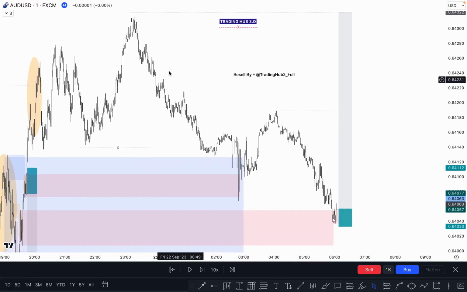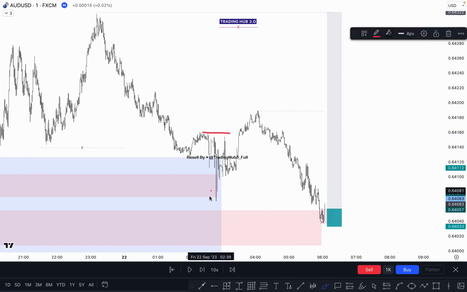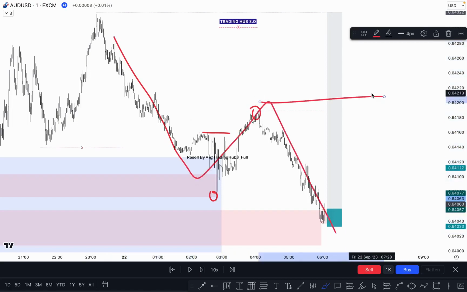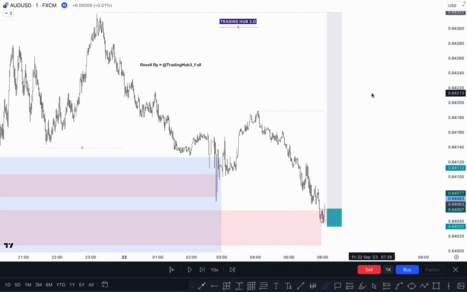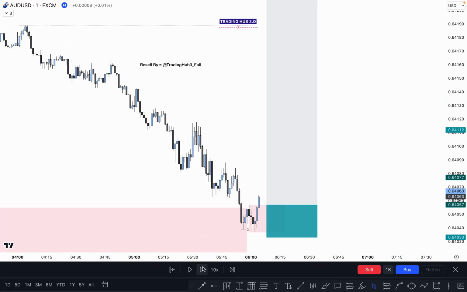Why is this internal? Because you can see this one is a larger pullback in a higher time frame. If you look at the 15-minute time frame, then you can understand this one is our internal structure. This one is inducement taken out, lower lows, lower high, right, something like this. So this point becomes our internal target, but the main target is here, right? So let's see what happened next after this one.